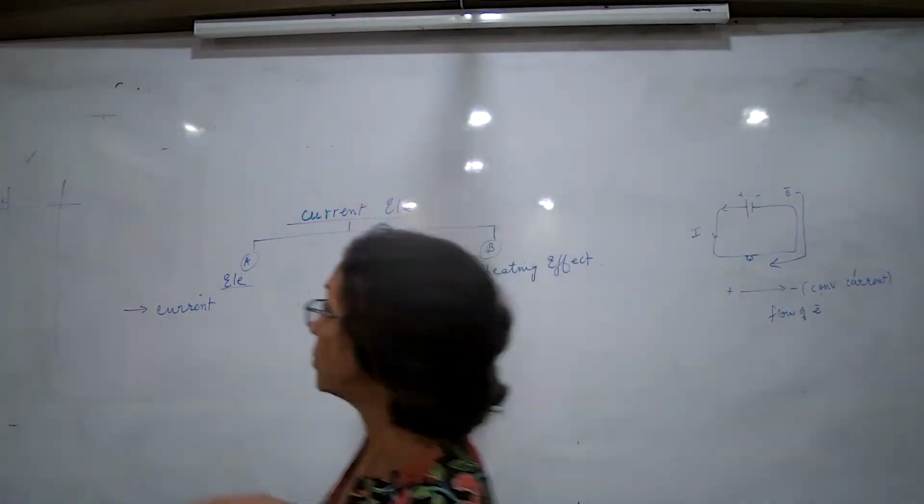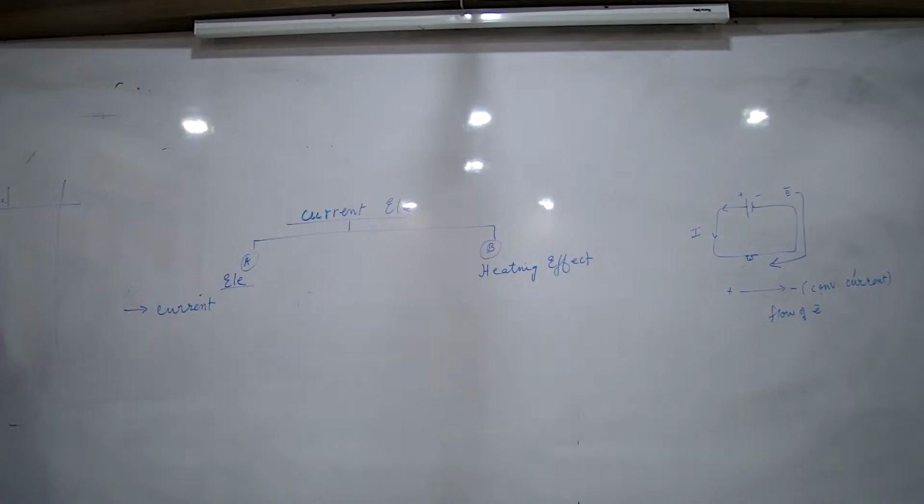Now, coming back again to the symbols. How do we represent current? What is the symbol? I. Okay. And what is the SI unit? Ampere. SI unit is what? Ampere. So we are going to represent it as A.